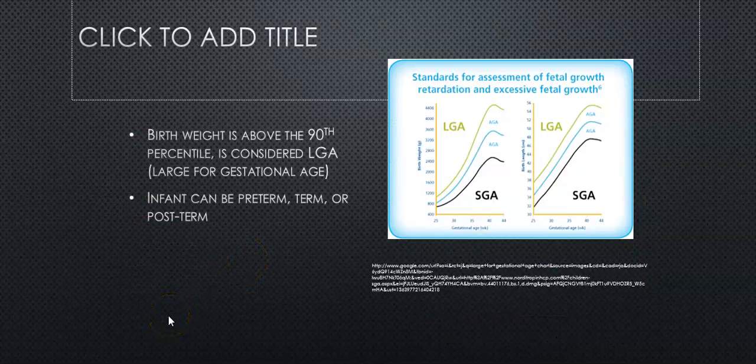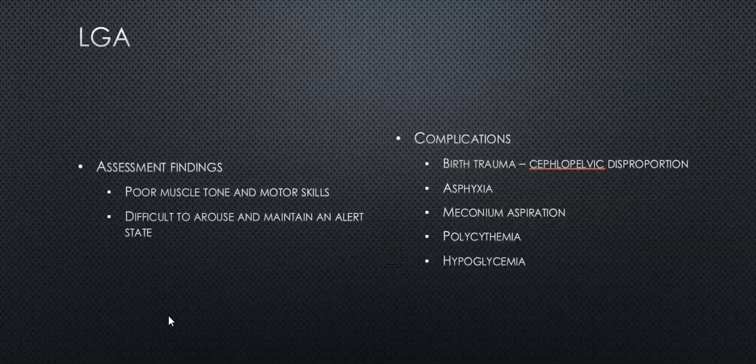So we talked about how to classify a baby who's LGA, SGA, or AGA, but babies can also be preterm, term, or post-term, and we talked about the weight classifications. Your babies who are LGA, you're going to have some specific findings. Blood sugar may be an issue for them, but they typically are a bigger baby, but they'll have poor muscle tone and motor skills, and sometimes they just seem very sleepy, and they're difficult to arouse and maintain an alert state.